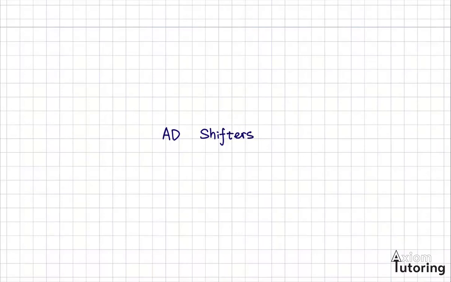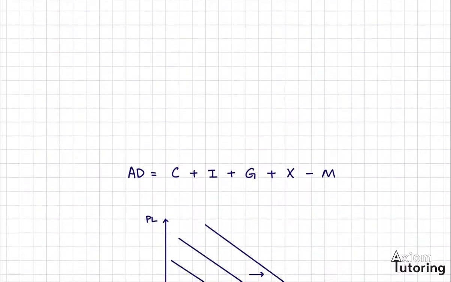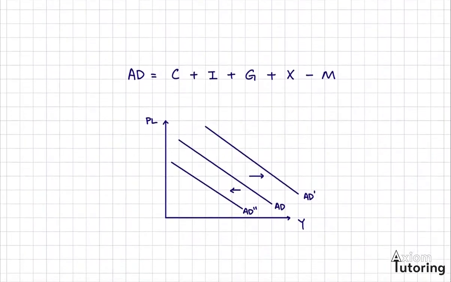In this video, we are going to examine what causes the entire aggregate demand curve to shift. The simplest method is to begin with the aggregate demand formula. AD equals consumption plus investment plus government spending plus exports minus imports. If one of these components changes independently of the domestic price level, the aggregate demand may shift.